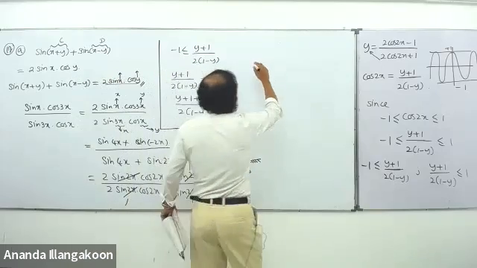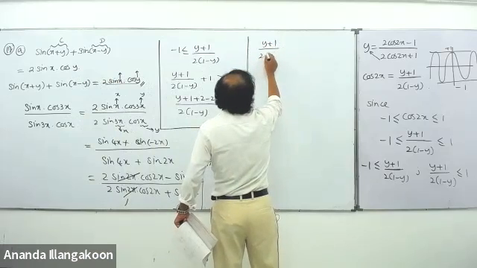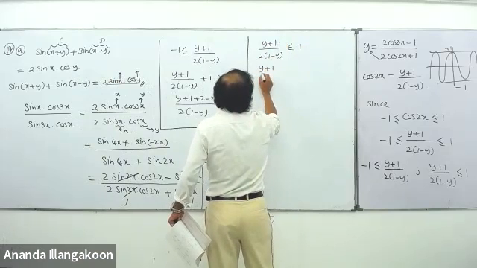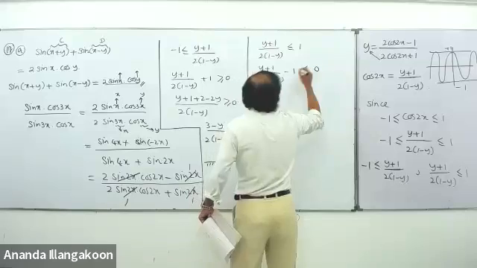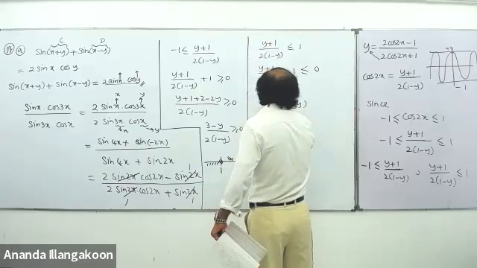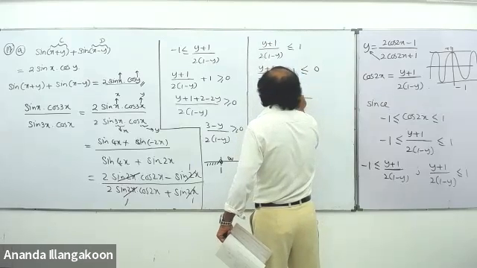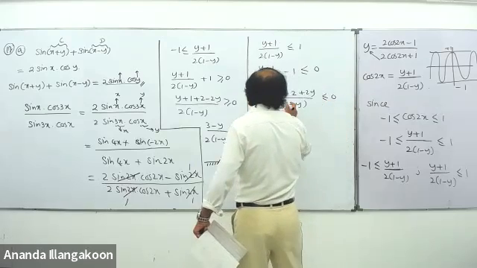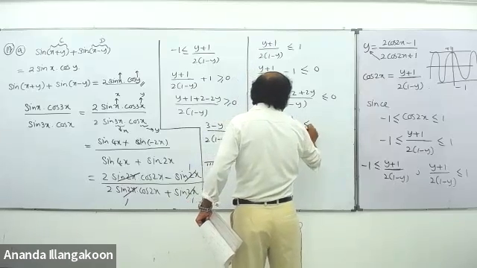Similarly, take the other one. y plus 1 divided by 2 times 1 minus y less than or equal to 1. Bring this to this side: y plus 1 divided by 2 times 1 minus y minus 1 less than or equal to 0. Take a common denominator here as 2 times 1 minus y. Here y plus 1 comes here, then we get minus 2, minus 2y minus 1 is plus 2y. Less than or equal to 0. So 3y minus 1 divided by 2 times 1 minus y less than or equal to 0. Right?